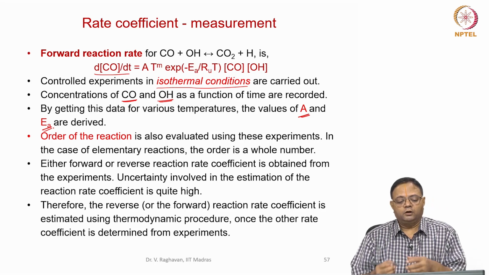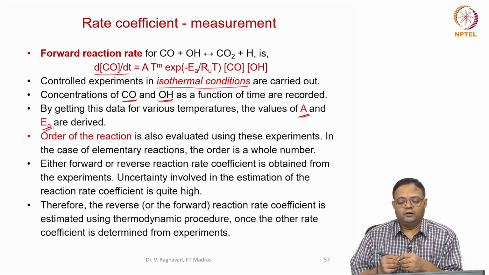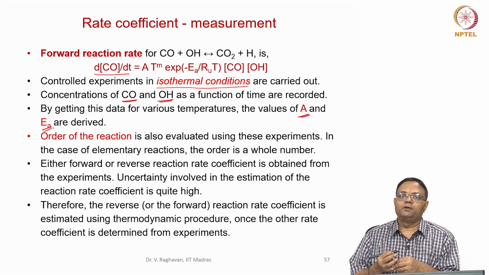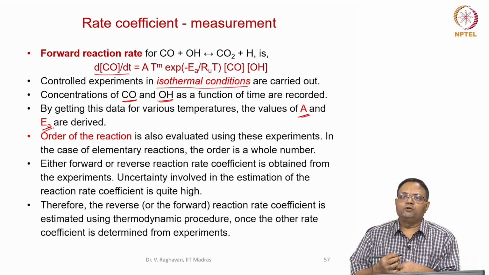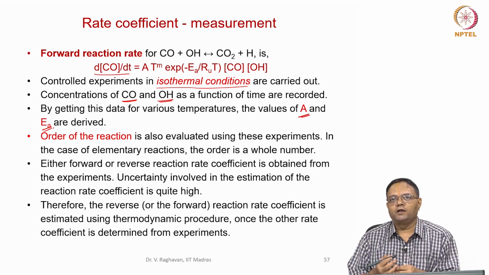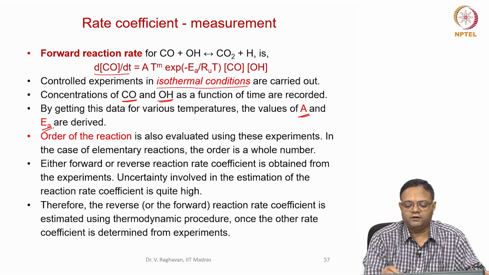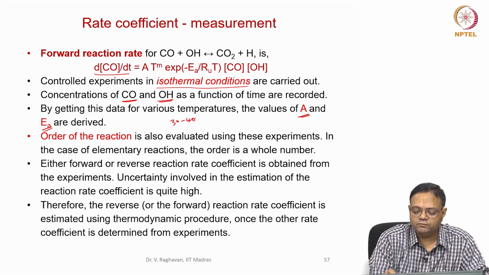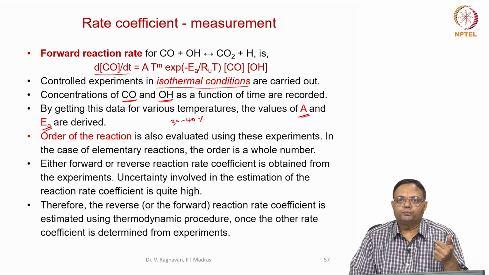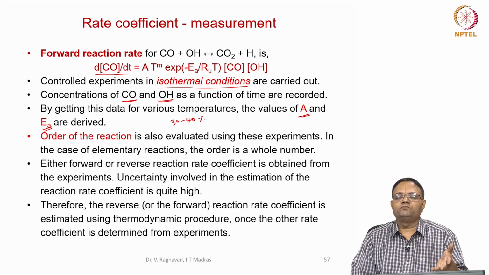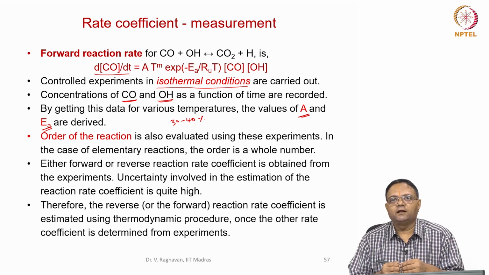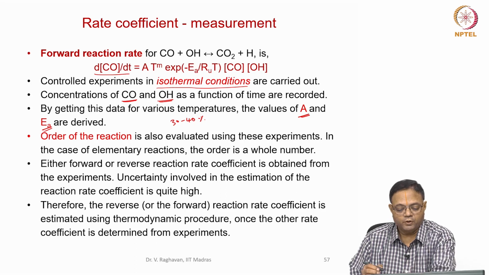There is a tremendous amount of uncertainty in these experiments. When you do this experimentally, the values of A and Ea will have an uncertainty of 30 to 40%. But okay, that is fine, because if we don't have this information, we cannot even attempt to study the rate at which the reaction takes place.